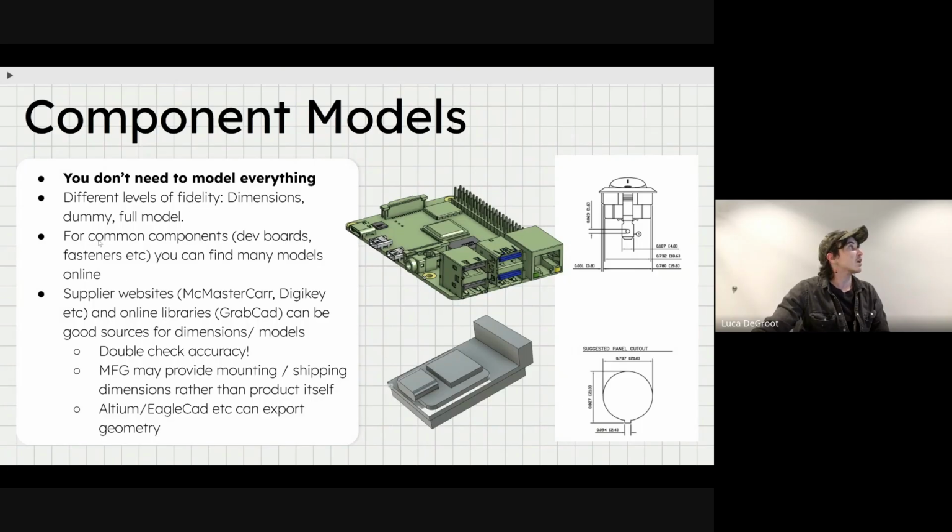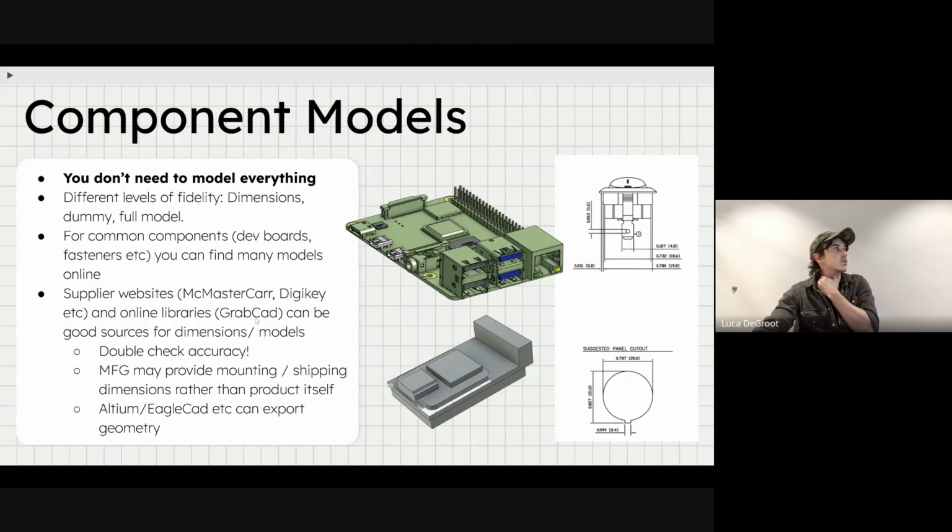There are a lot of supplier websites. So with fasteners and stuff, McMaster-Carr is really great. They have a lot of models. You can actually import them directly in Fusion as a sort of port. DigiKey and other vendor websites will often have models. Not everything, though. When it comes to mechanical components, that can be a little more dicey.